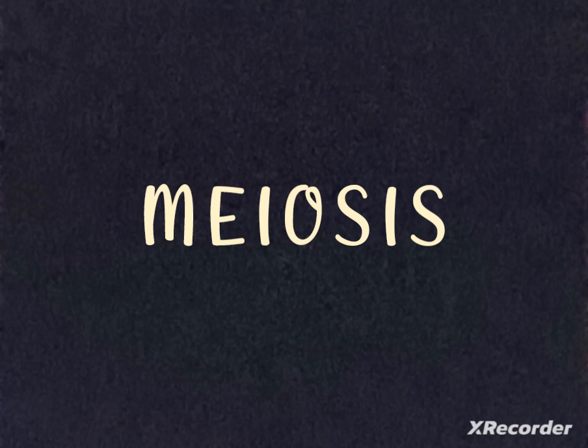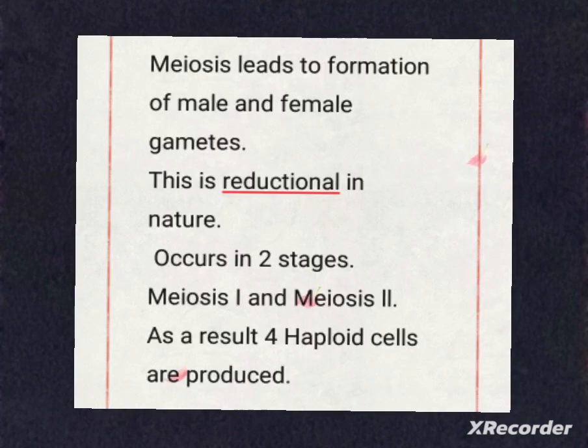In our previous video, we learned one of the processes of cell division, that is mitosis. Today, let's know about the other process of cell division, meiosis. As you already know, sexual reproduction in organisms takes place through the fusion of male and female gametes, that is, the sperm and egg, respectively.